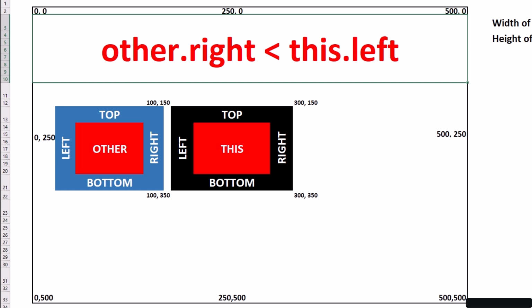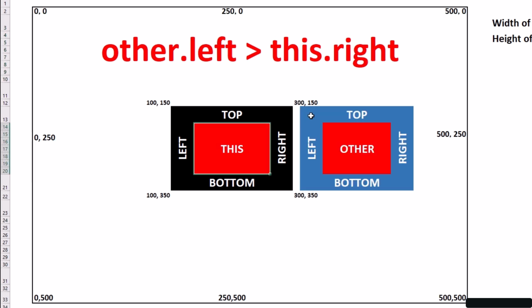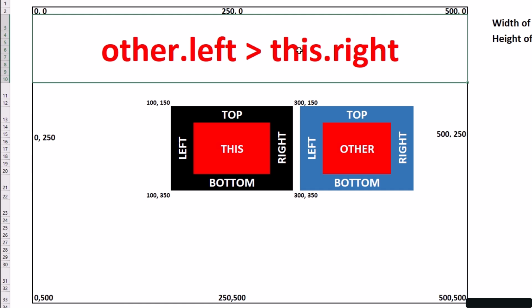All right. So let's take a look at another scenario. It's the same idea, but now the other rectangle is to the right. So again, the way we're looking at this is if the other.left is greater than the this.right position, right? So if this left is greater than that right, then we are also not intersecting. And it doesn't matter where this blue rectangle is as far as the y-axis goes, if it's down here, up here, it doesn't matter. As long as this left side is further to the right than this right side is, we are not colliding. So again, other.left is greater than this.right.